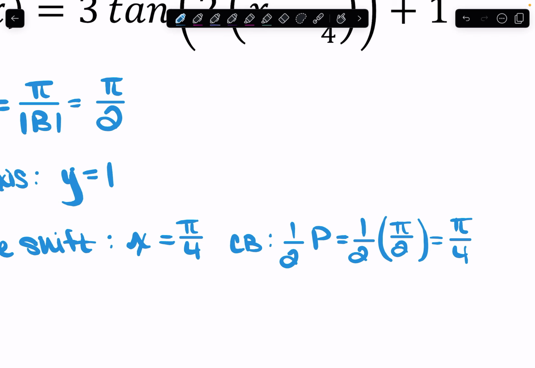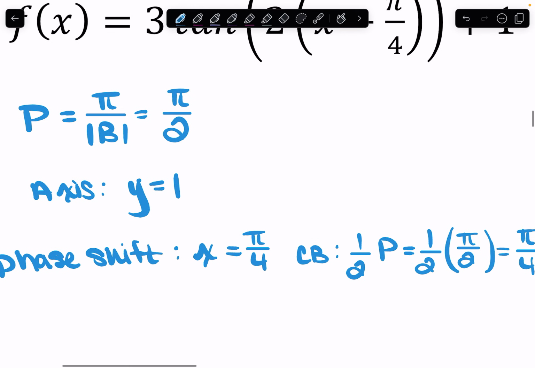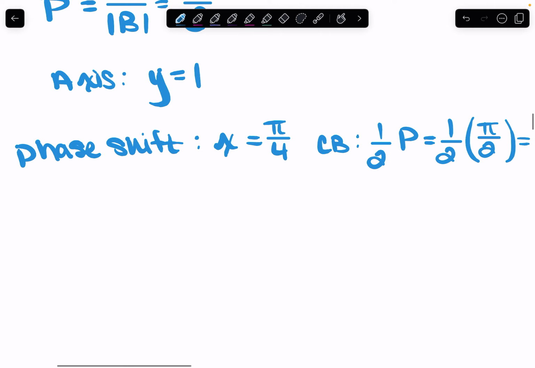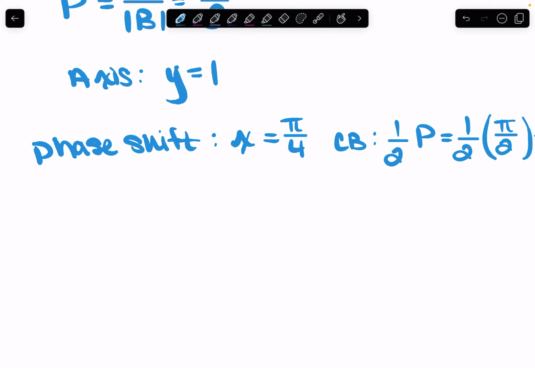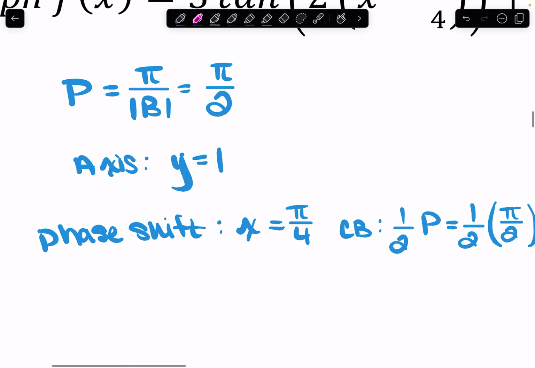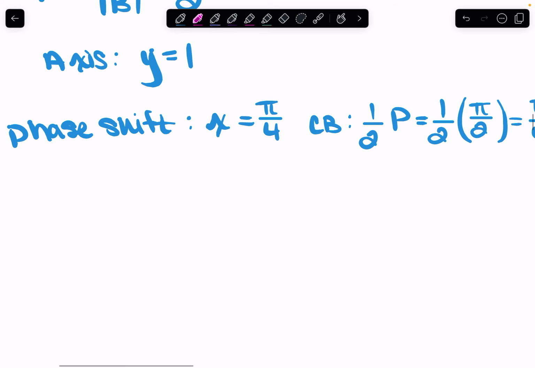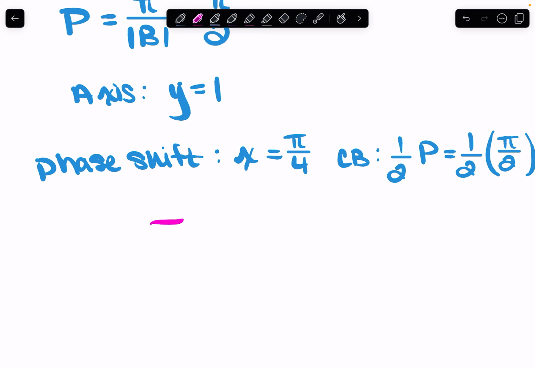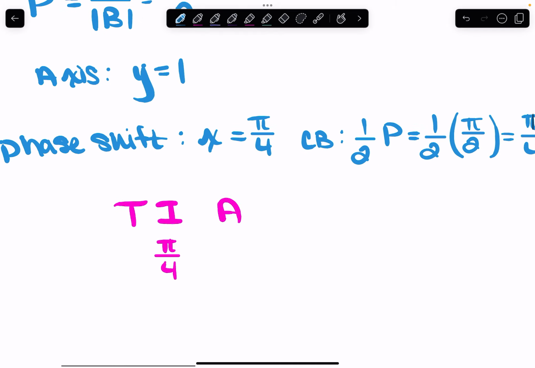All right. The amplitude, that vertical stretch compression factor, is not really going to affect us drawing this graph, so we're not even going to bring it into anything. All right, tangent starts with an inflection value. So inflection value is going to be that pi fourth, where our phase shift was. And then we add our count bys to get the rest.